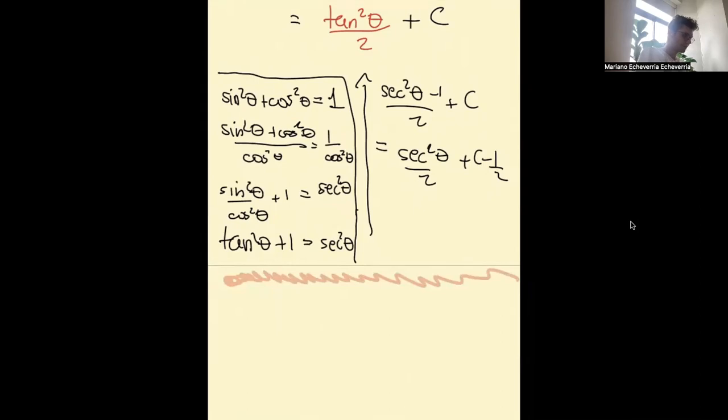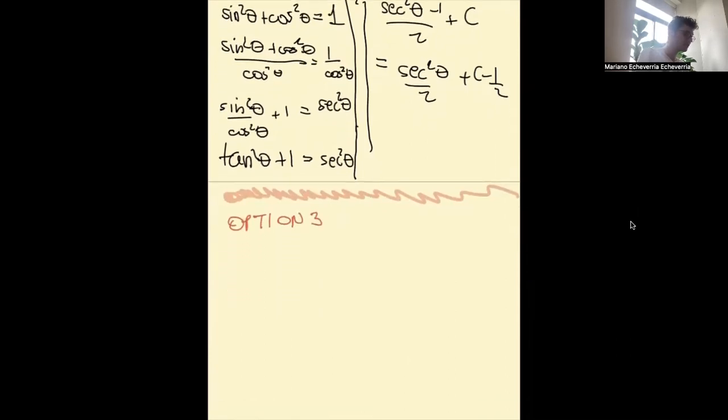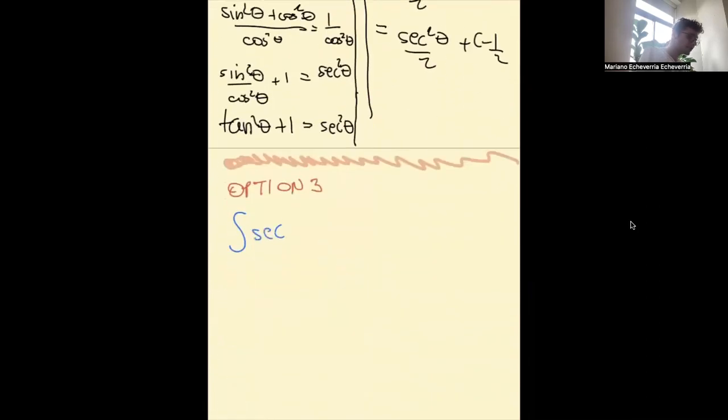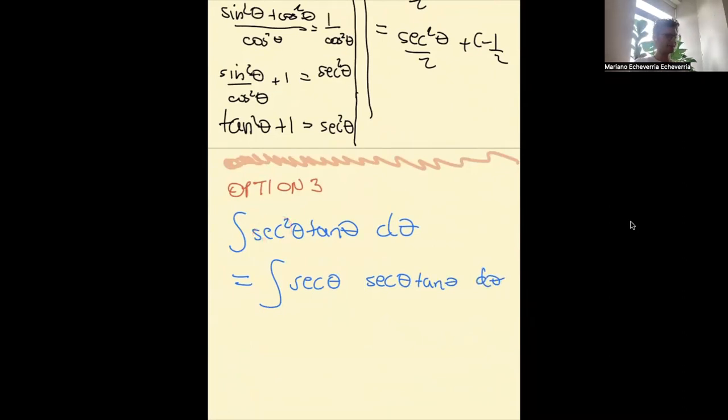Okay, let me go to option 3. Here's option 3. As I said, there are tons of ways in which you could have solved this integral. I'm trying to show you all the ways I can think of, just for people to realize that sometimes there can be a lot more flexibility in these problems than you may think. So let me think about this in this way. Right, this is the same. I'm just breaking the secant square in a weird way, secant times secant. But that's fine. You are allowed to do that.